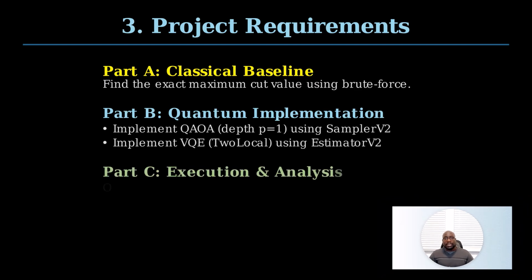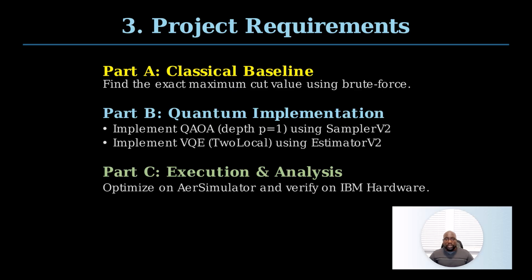Part B is the quantum implementation. You will map the problem to an Ising Hamiltonian using poly-Z operators. You implement QAOA at depth p equal to 1 using the Sampler V2. Then you implement VQE using a hardware-efficient ansatz like TwoLocal and the Estimator V2 primitive.